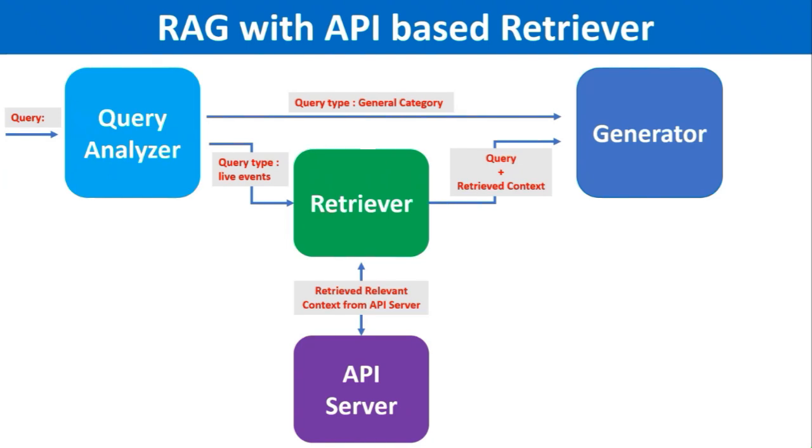The generator uses this augmented input along with the prompt instructions to generate a coherent and contextually accurate response. So finally, the generated answer is returned to the user, incorporating both the query and the dynamic data retrieved from the API server. This flow highlights how an API-based retriever enables RAG systems to provide real-time and contextually rich responses, making it ideal for queries that require dynamic or live data.